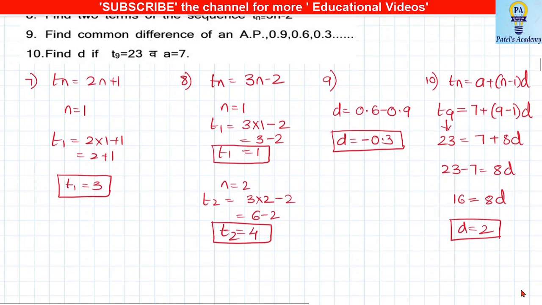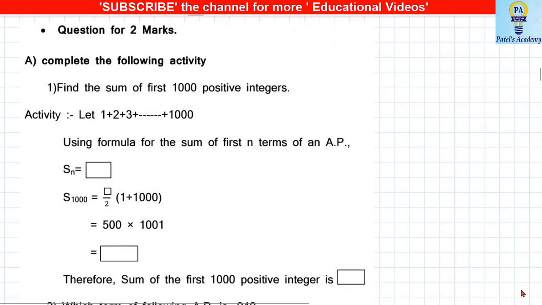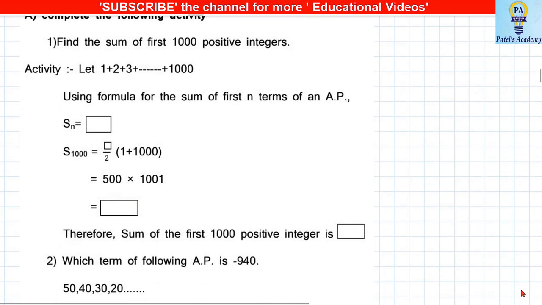Now let us start with question number 2, that is 2 marks each, and it is an activity. So we'll be filling all the activities in the boxes. Okay, let's see the first one. You have to find the sum of first 1000 positive integers. So the AP is 1, 2, 3, 4, 5 up to 1000.